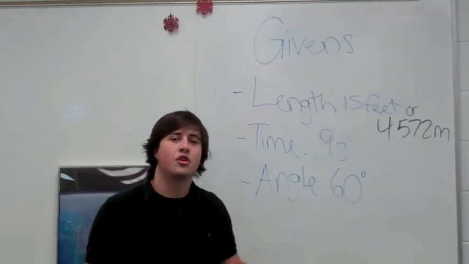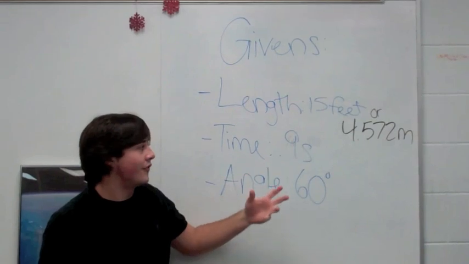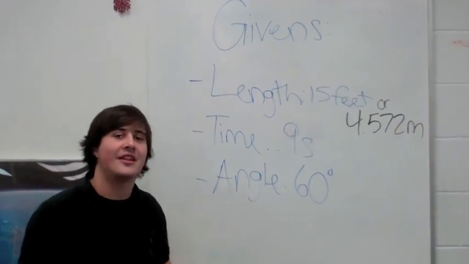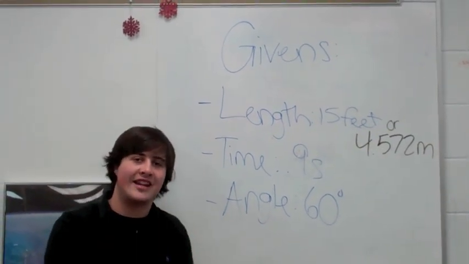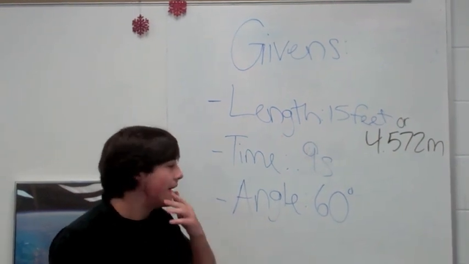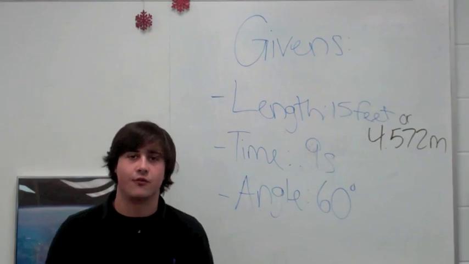So our givens are going to be a little bit different this time. We're still going to have the 15-foot free throw, or when we convert it, 4.572 meters. But this time, our time's going to take a little bit longer because that arc is going to make it go a little bit longer to get to the hoop from the shooter's hand. So we're going to be at 0.9 seconds this time. And then the angle, of course, is now 60 degrees instead of 45.